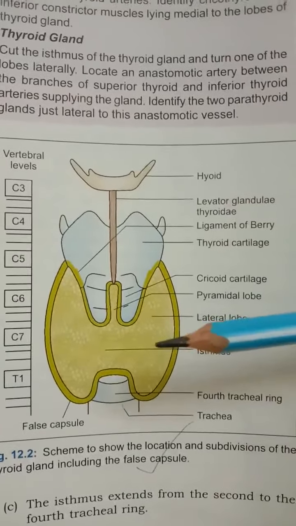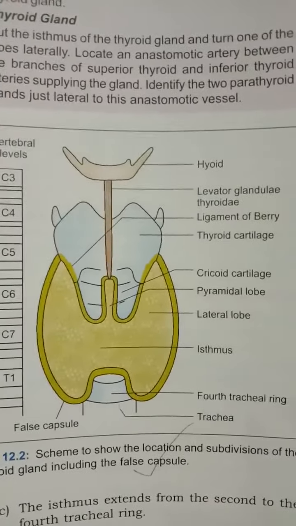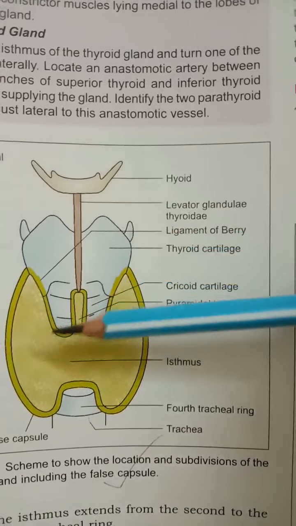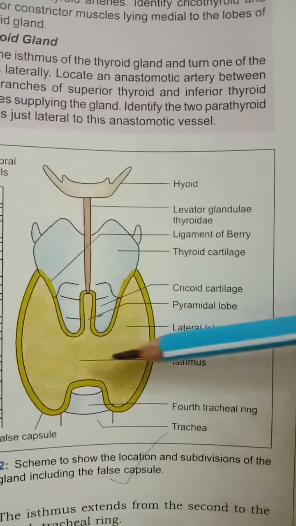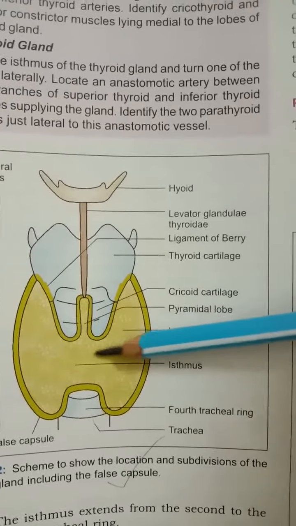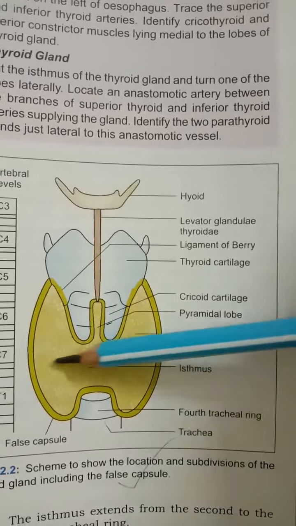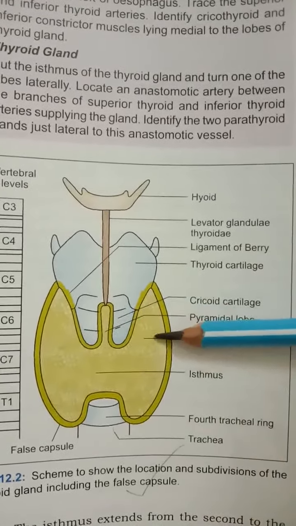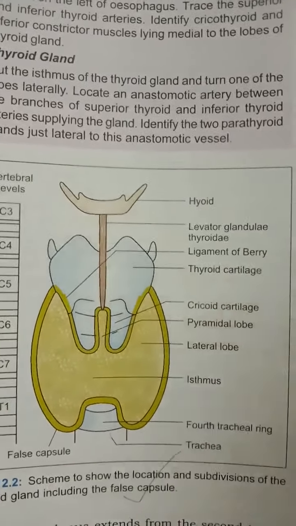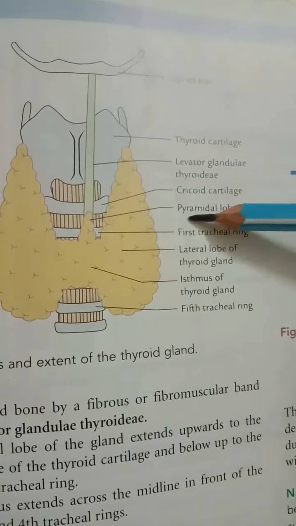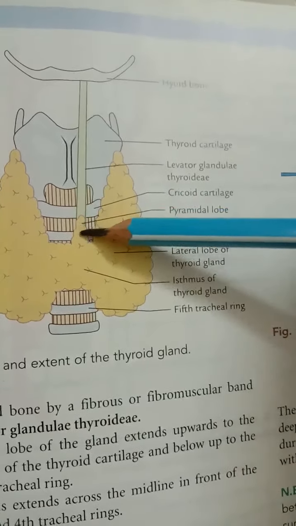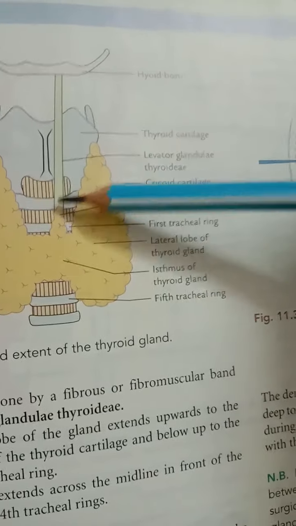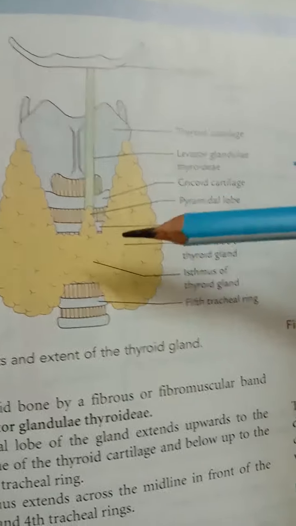Then let's see the parts of the thyroid gland. It is H shaped, consisting of the right and left lateral lobes, and horizontally the isthmus connects both lobes. So here you can see the isthmus, the right lateral lobe, and the left lateral lobe. Then sometimes there is a pyramidal lobe. Here you can see the pyramidal lobe; it projects upwards from the isthmus, usually to the left side of the midline, and may be present.